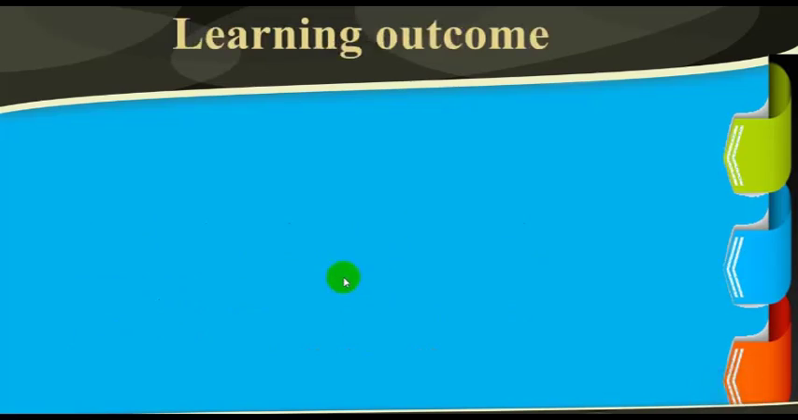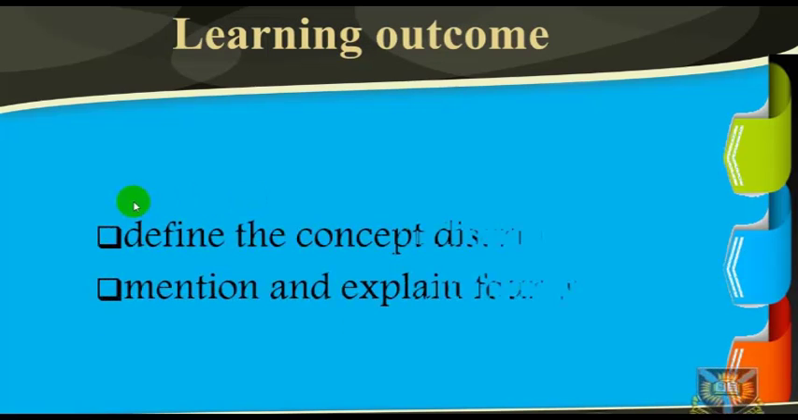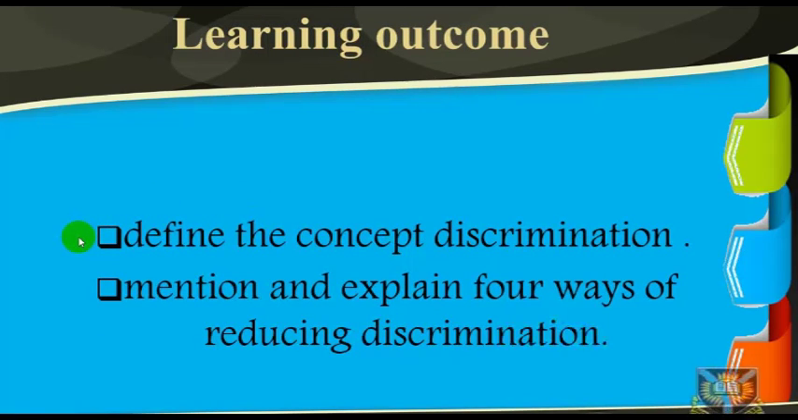Learning Outcomes in Studies Section 10. Learning Outcome 1.10. Define and use correctly some of the key words printed in bold. Learning Outcome 2.10. Define the concept discrimination. Learning Outcome 3.10. Mention and explain 4 ways of reducing discrimination.